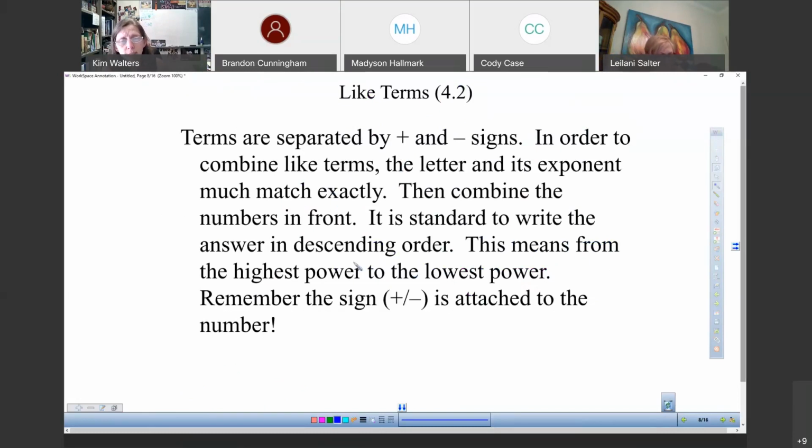And when we typically write final answers, we do typically write them in what's called descending order of exponents. And I'm going to show you exactly what that means. I know this is kind of wordy, so I'm going to actually show you what we're talking about here in just a second, okay? All right.